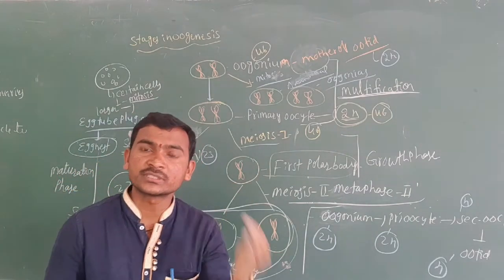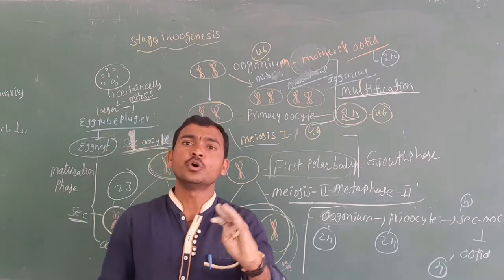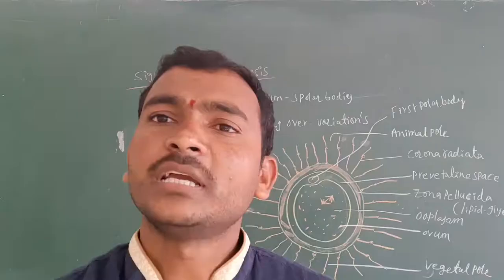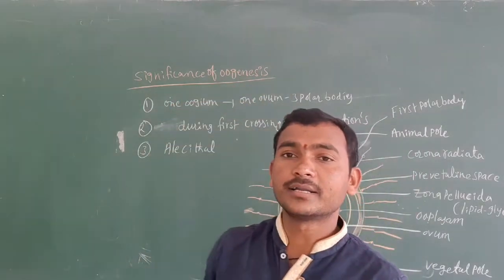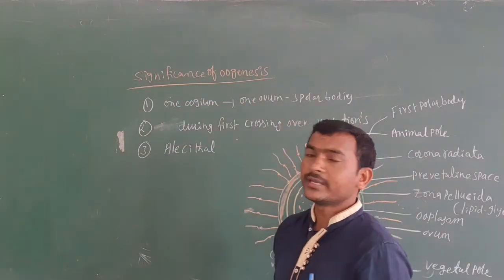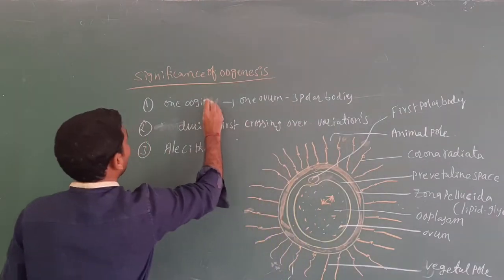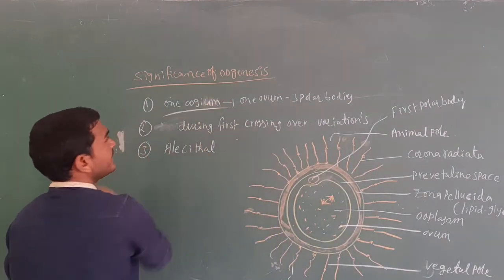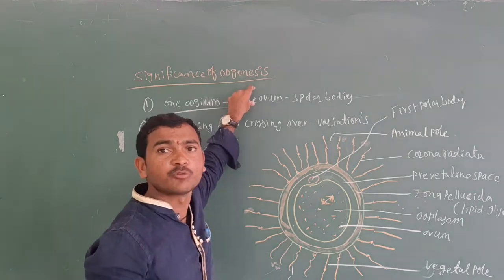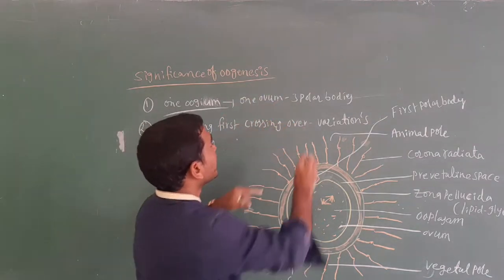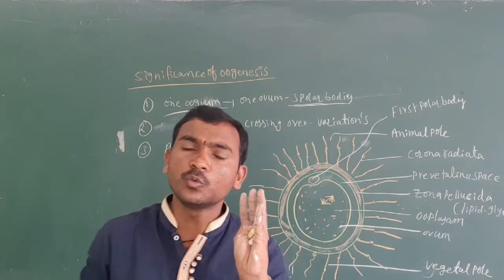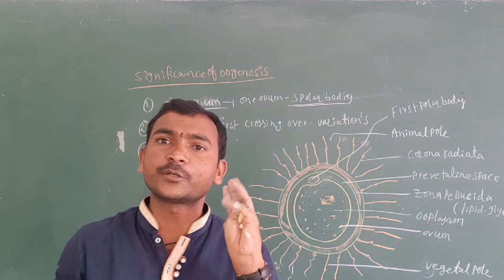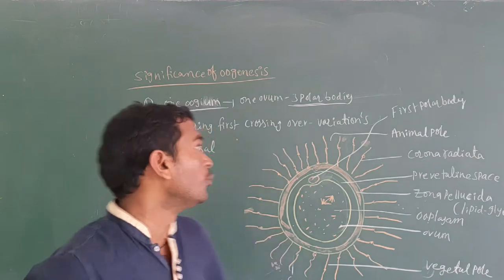Now we are going to discuss the significance of the oogenesis. We discussed already that one oogonium produces how many ootids? One ootid or one ovum. Again, how many polar bodies? Three polar bodies. Already we said the polar body provides sufficient cytoplasm to the ootid or the ovum.